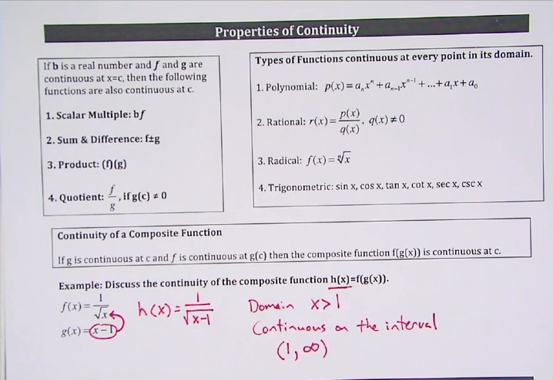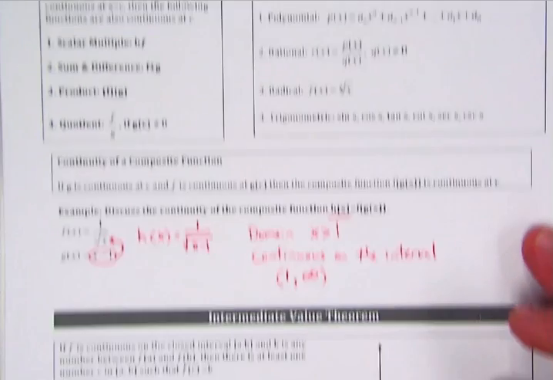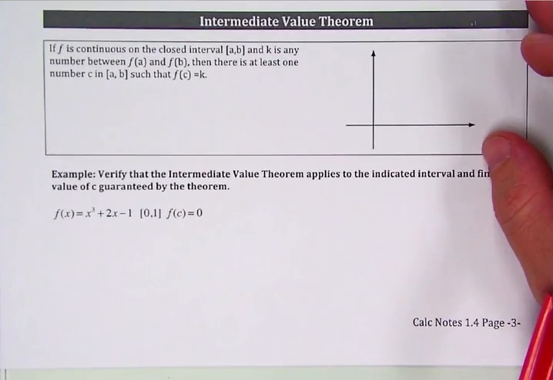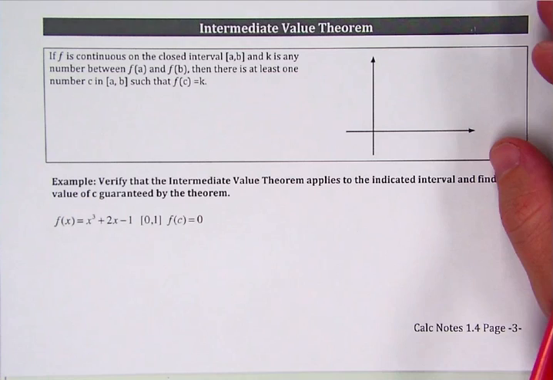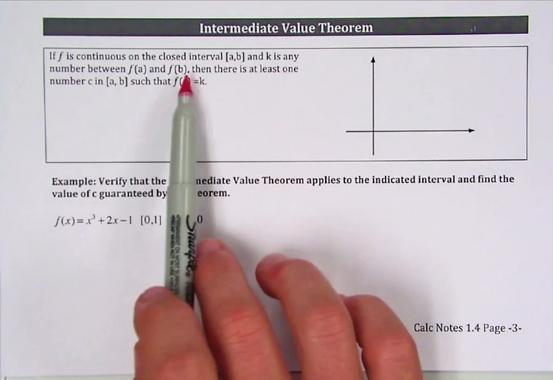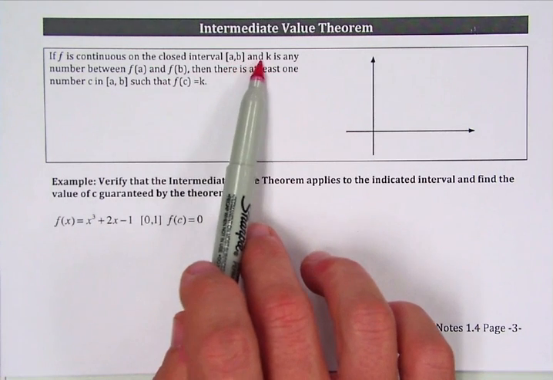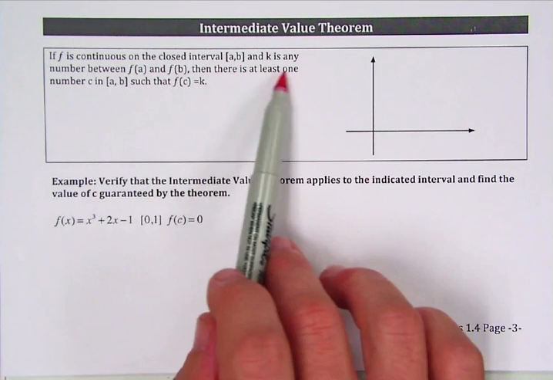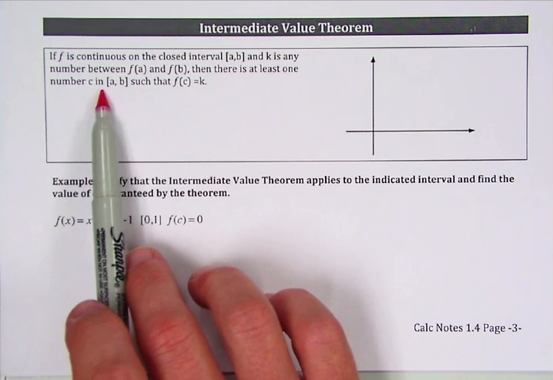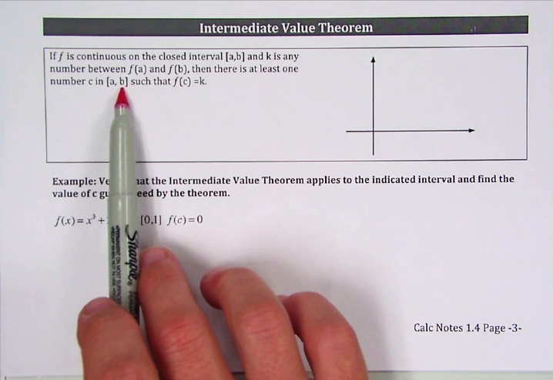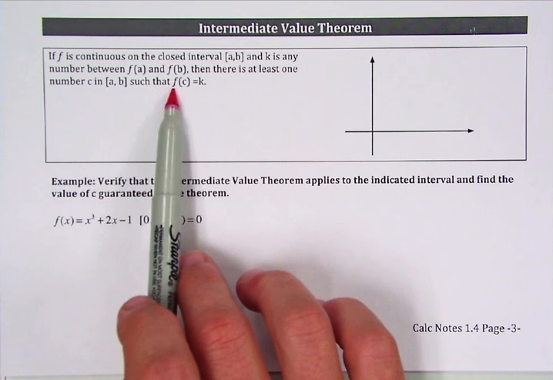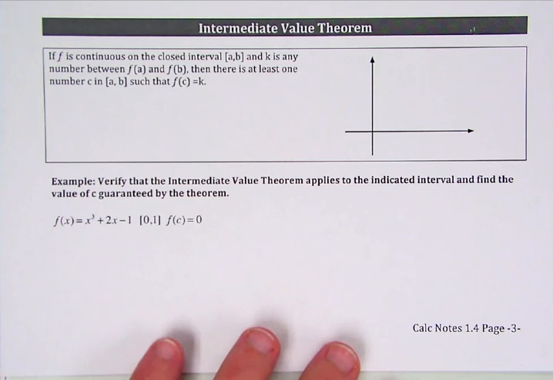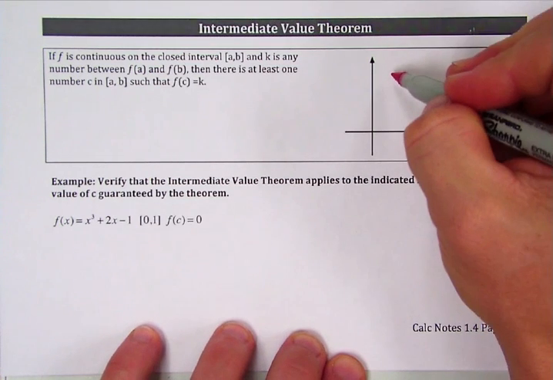All right, one last idea for today, something called the intermediate value theorem. And it states if f is continuous on the closed interval a to b, and k is any number between f of a and f of b, then there is at least one number c in the interval a to b such that f of c equals that k. Okay, so what does that mean? Let's draw a function here.